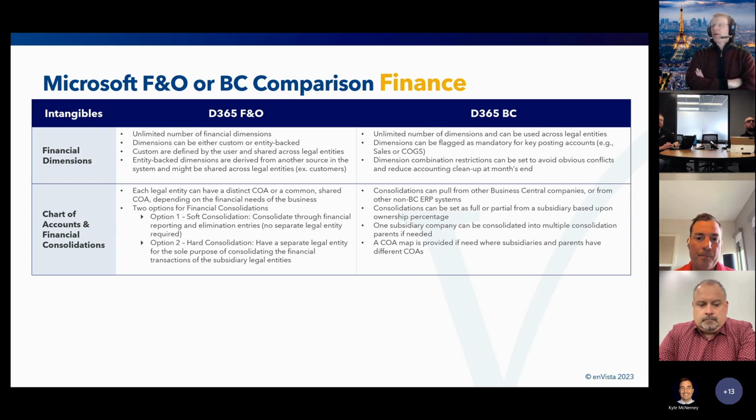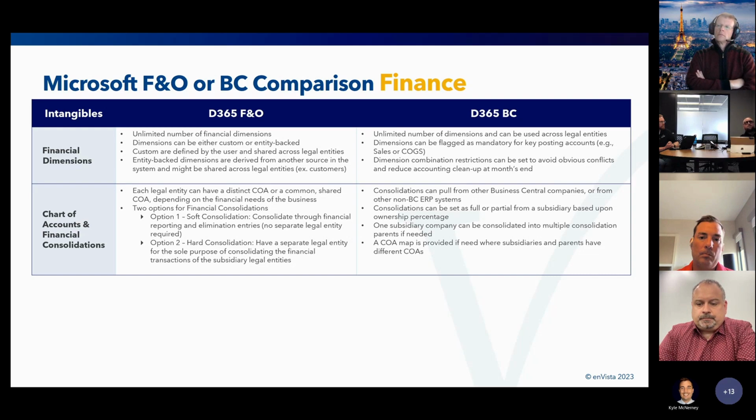I don't really have anything in particular to add. I think that was a great summary, and yeah, both systems are comparable, but of course F&O has a lot more. Yeah, and then I think the last section, go ahead, Kyle. No, go ahead. I was just going to say the last section we have there is charts of accounts and financial consolidations. Both systems support consolidations, and they both have a very robust process for consolidating entities like subsidiary entities.